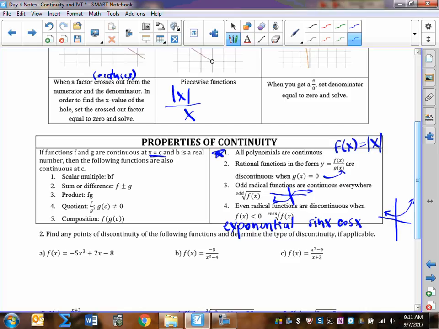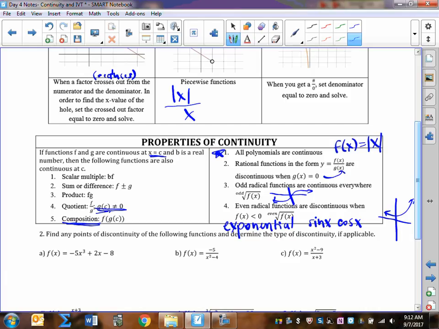Again, if f and g are both continuous at c, then I can add or subtract those, and whatever resulting function I have is also continuous at that point. If I multiply them together, the resulting function is continuous at that point. If I divide those functions, as long as my denominator's value is not 0, because we can't divide by 0, the resulting function is continuous as well. And interestingly, composition also holds true. I can take f of g or g of f, and that function is still going to be continuous at that point.